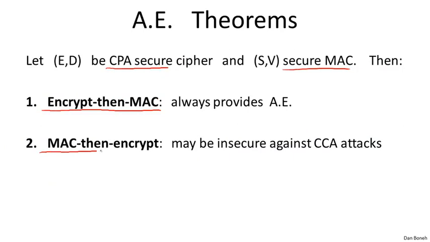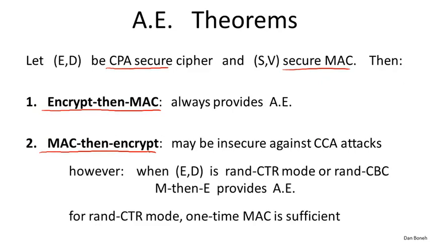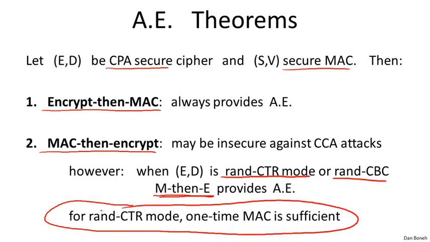As I said, for MAC then encrypt, there are pathological cases where the result is vulnerable to CCA attacks and therefore does not provide authenticated encryption. However, the story is a little bit more interesting than that, in that if you're actually using randomized counter mode or randomized CBC, then for those particular CPA secure encryption schemes, MAC then encrypt actually does provide authenticated encryption and therefore it is secure. In fact, there's an even more interesting twist here in that if you're using randomized counter mode, then it's enough that your MAC algorithm just be one-time secure. It doesn't have to be a fully secure MAC, it just has to be secure when a key is used to encrypt a single message.